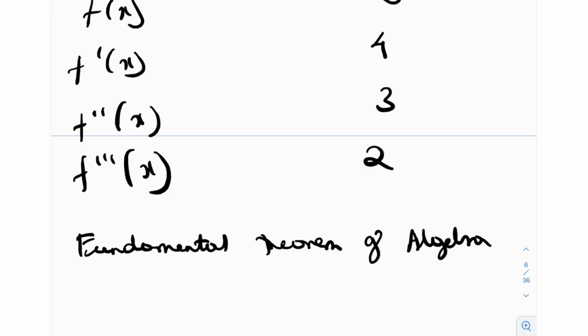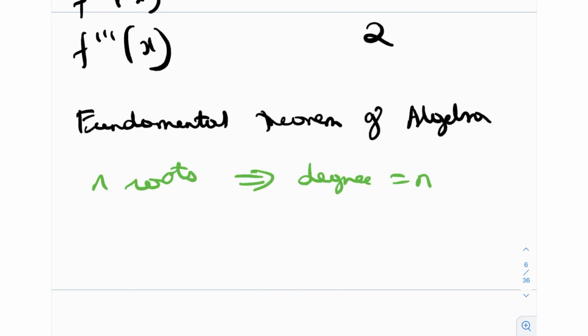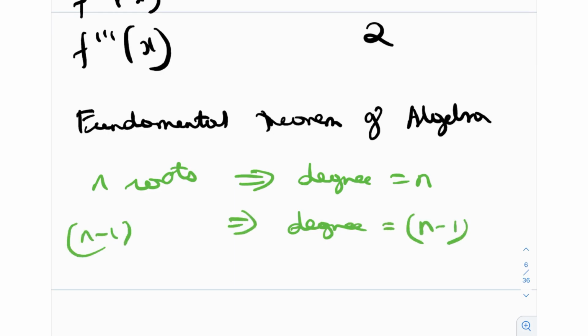And what does this mean? It essentially states that if a particular polynomial has n roots, that implies its degree is n. Similarly, if its degree is n minus 1, what will be its number of roots? Its number of roots will be n minus 1. Essentially, k roots correspond to a degree of k, and similarly, n minus 1 roots will correspond to a degree of n minus 1.